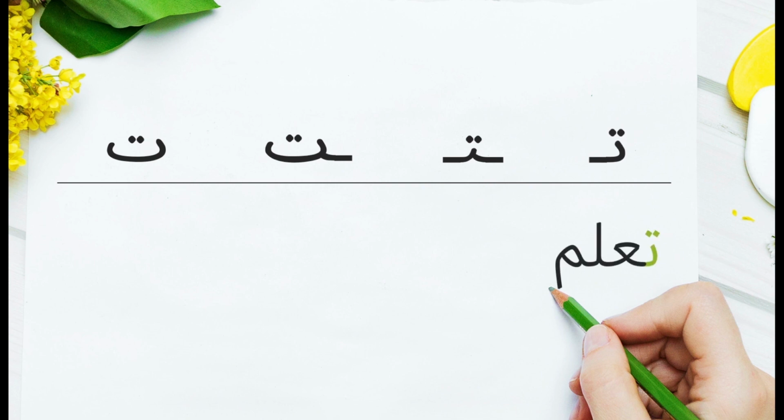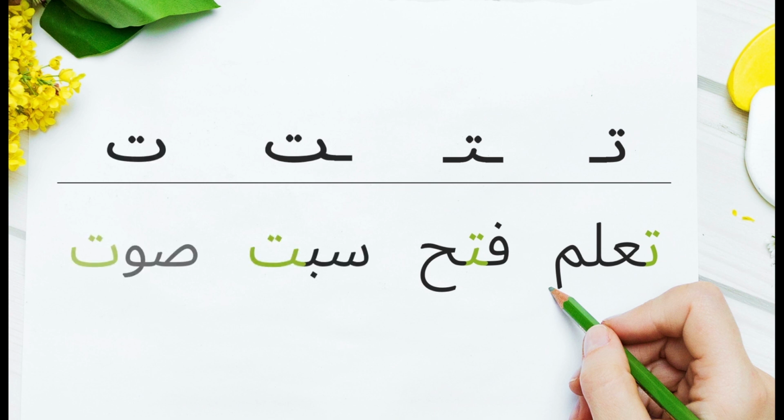The same as ba. Ta may take four forms depending on its position. In initial position, medial, final, and the isolated form when preceded by a non-connecting letter.